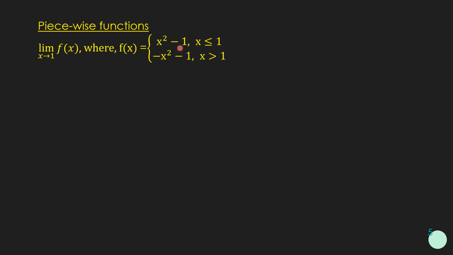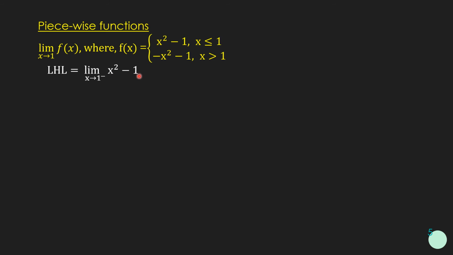Since x square minus 1 is for x approaching 1 from left hand side, we have to find the left hand limit, and since minus x square minus 1 is for x approaching 1 from right hand side, we will have to find the right hand limit also. So first we will find the left hand limit. For that we will choose this function x square minus 1 because x is approaching 1 from left hand side. So LHL equals limit x square minus 1 as x approaches 1 negative.